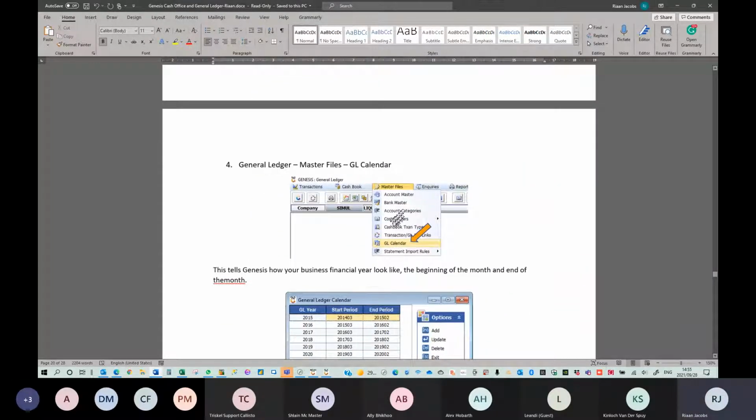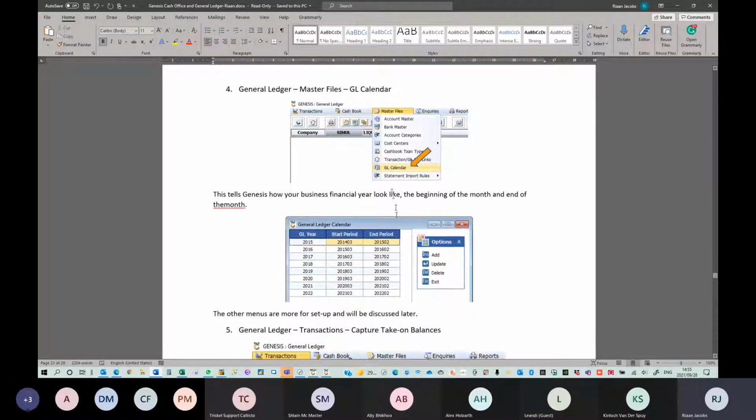Okay, and then I'm going to jump a few of these. The last one that's important is your GL calendar, to say your financial year 2022 starts from March to February next year, basically. And this is the standard that accounting principles normally use.